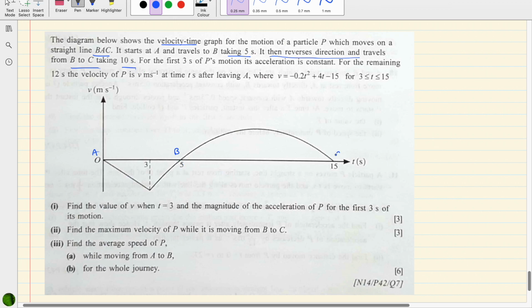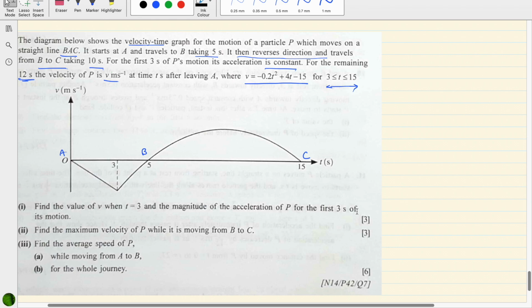5 plus 10 is 15. This should be C. For the first 3 seconds of P's motion, its acceleration is constant. We can see the straight line in the graph as well. For the remaining 12 seconds, velocity of P is v meters per second at time t seconds after leaving A and is given by this equation, which is valid for 3 to 15. First part says find the velocity v when t is equal to 3 and the magnitude of acceleration of P for the first 3 seconds.